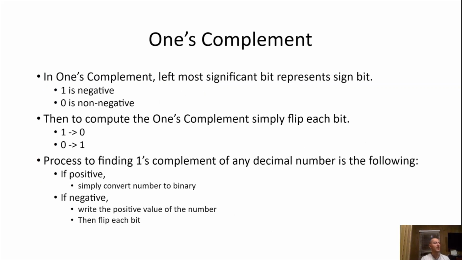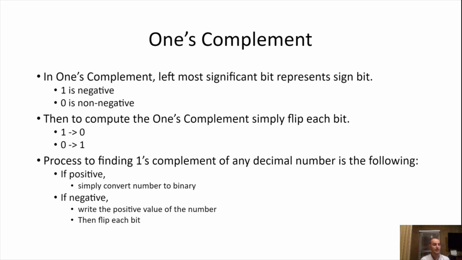Okay, so here we have one's complement. That's the second method that we're looking at. In one's complement, the leftmost significant bit also shows if the number is positive or negative. So exactly the same as what we had before. To go from a positive binary number to one's complement, you basically flip every bit. And that's going to be the representation of the same number as if it was negative.